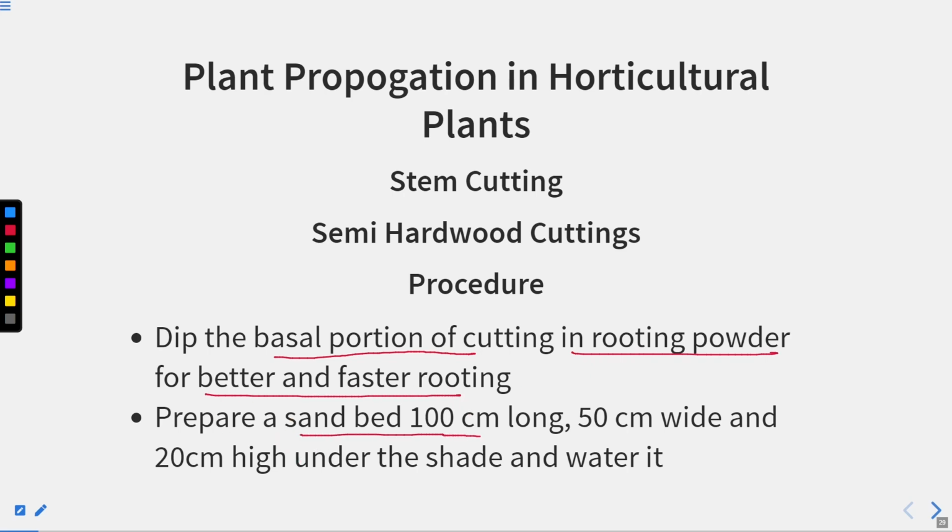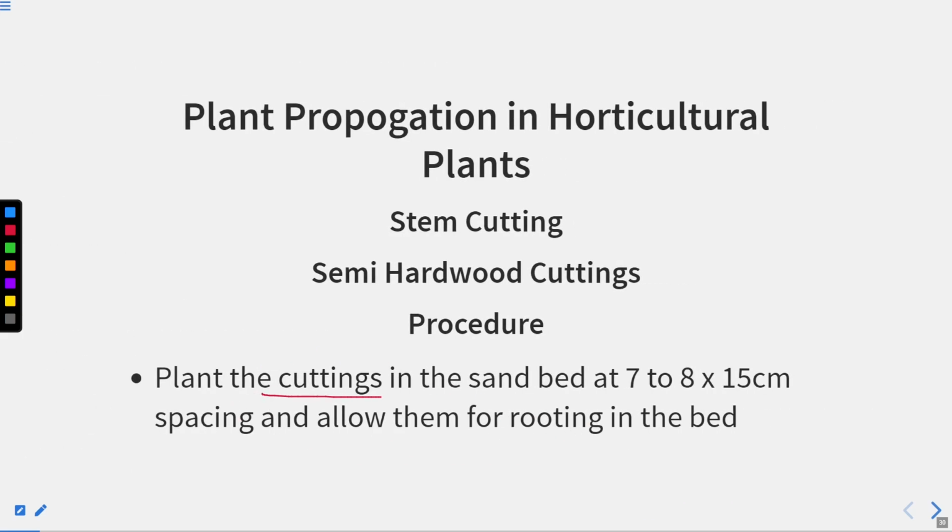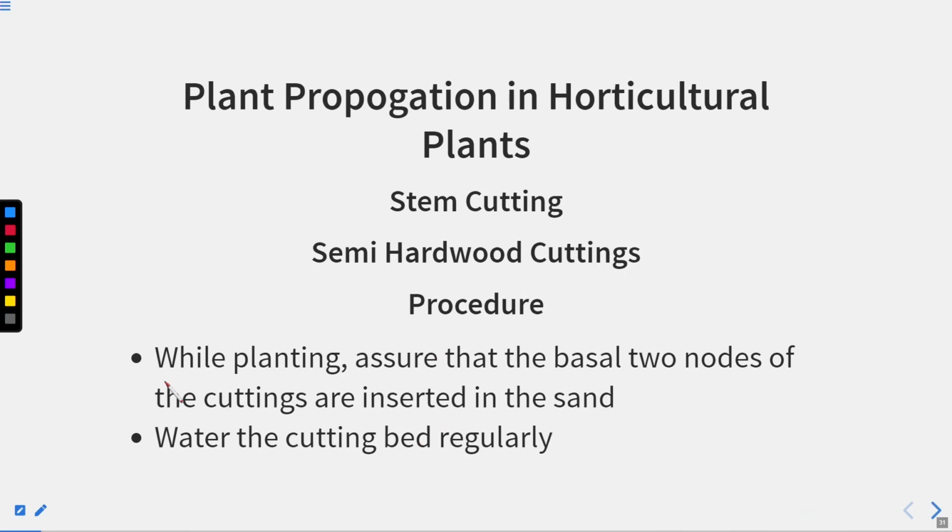Prepare a sand bed that is 100 centimeters long, 50 centimeters wide and 20 centimeters high under the shade, and water it. Water must be available in this sand. So plant the cutting in the sand bed at 7 to 8 into 15 centimeter spacing and allow them to root in the bed. While planting, assure that the basal 2 nodes of the cutting are inserted in the sand. Very important point.